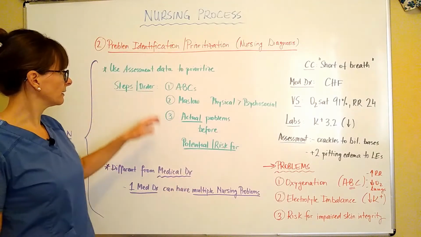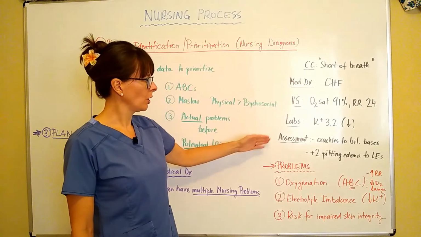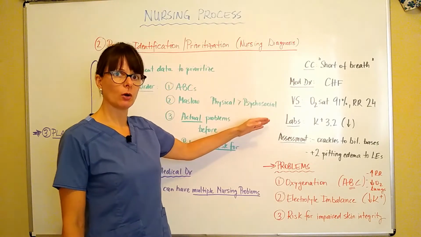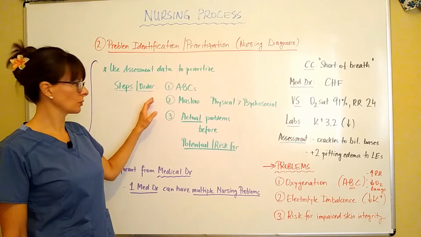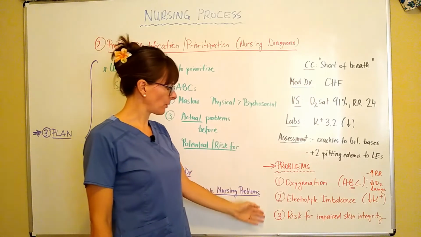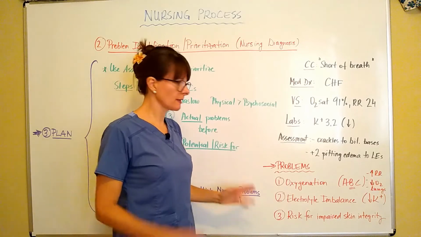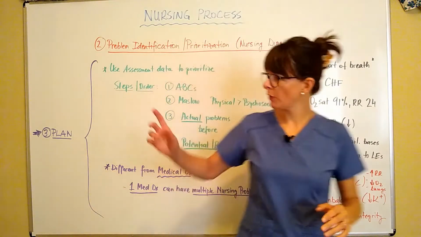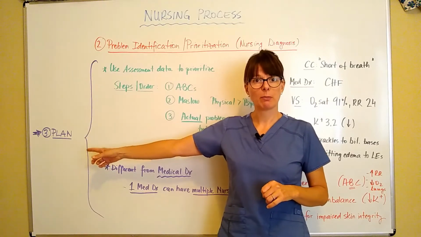So keep in mind the order here. We look at the assessment data from step 1, we identify what is abnormal, we go in the order of ABCs, physical before psychosocial, and then actual before potential problems, and we come up with our problem list. Once we've established the problem list, we are ready to move on to phase 3 of the nursing process and come up with the plan of care.